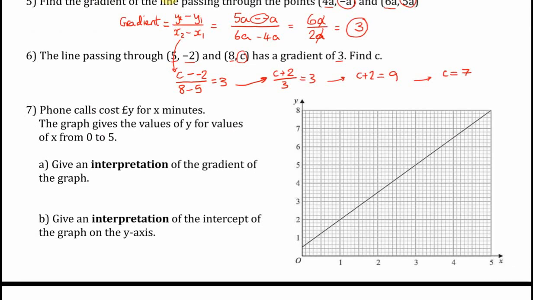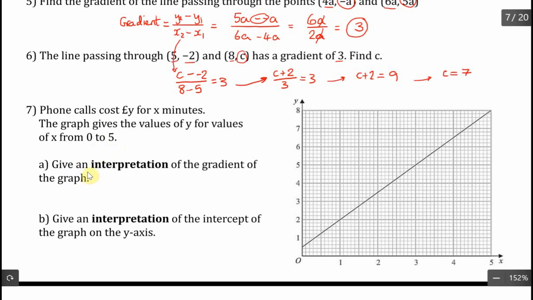One thing that's become a bit more focus on since the GCSE has changed is relating things to their real life context and where they come in useful. And this is why we need to know how to work out the gradient, because it could represent something in a real life question. This graph is all about phone calls and their cost. So the y-axis represents the cost in pounds, and the x-axis represents the number of minutes that the phone call lasts. The graph gives the values of amount, money, for minutes from 0 to 5.